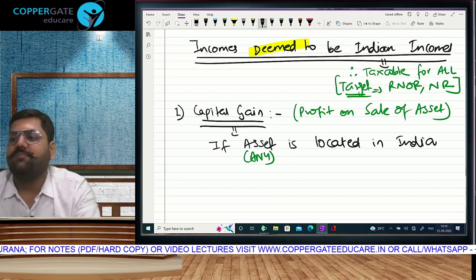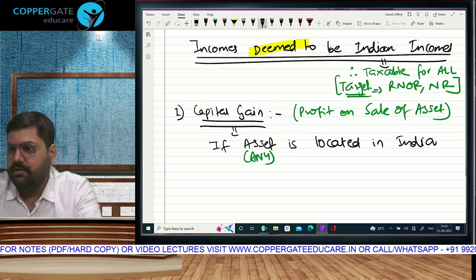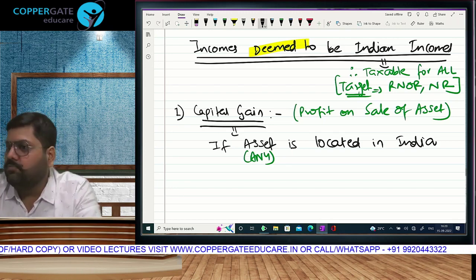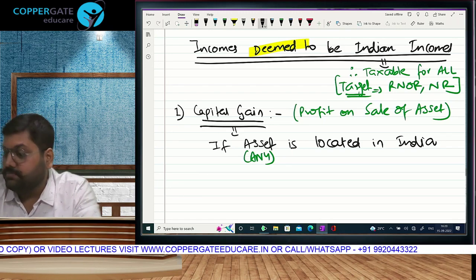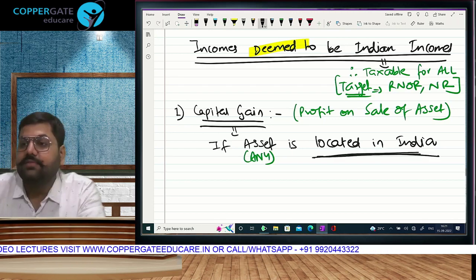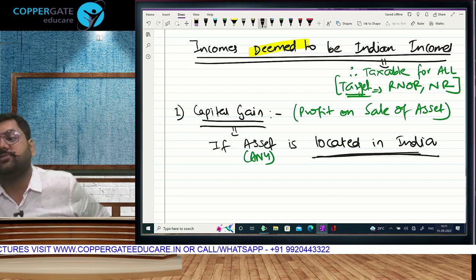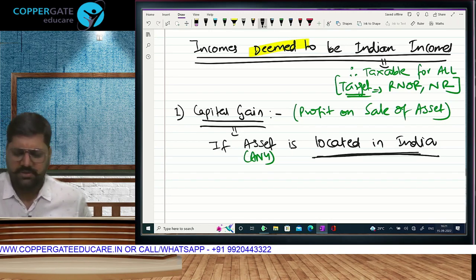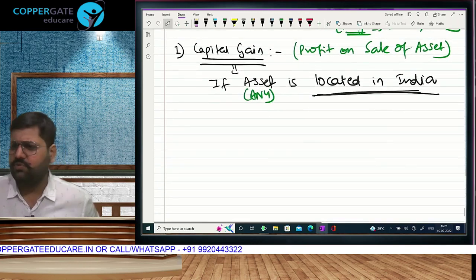This capital asset can be anything. It can be movable property like shares, securities, furniture, fixture. It can be immovable property like land and building. If the asset is located in India, then ladies and gentlemen, this income is going to be treated as Indian income. Sir, आप सोचेगा कि sir asset in India तो ये तो Indian income.